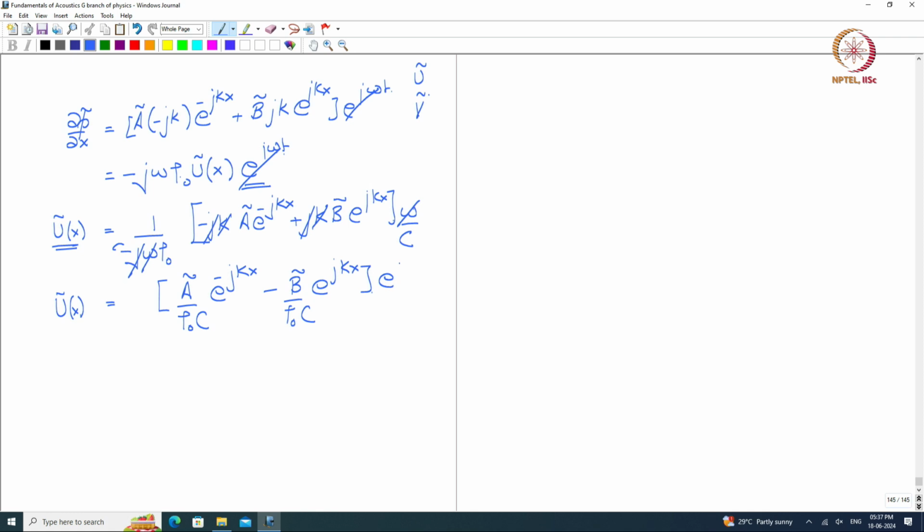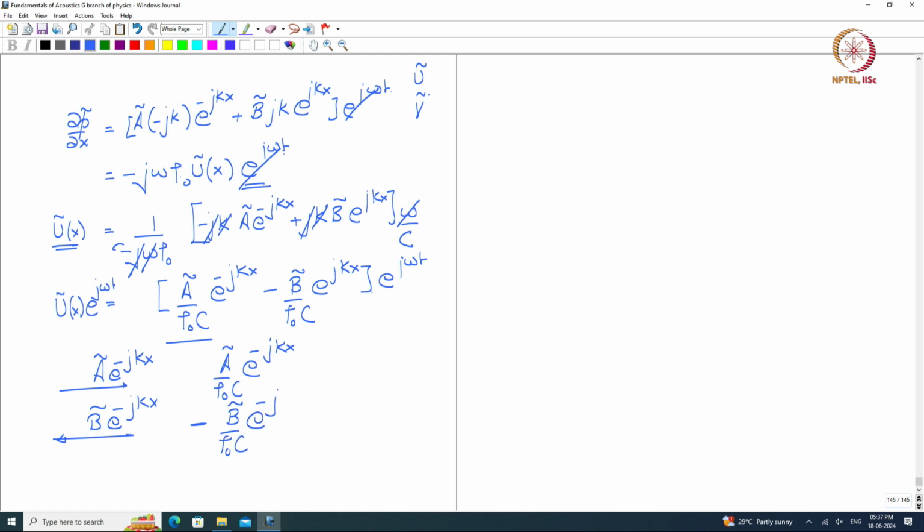If I bring in the temporal thing, this is the temporal behavior. So what I want to illustrate is that with a tilde e to the power of minus jkx, pressure going rightward, the particle velocity is a tilde by rho 0 c e to the power of minus jkx. With b tilde e to the power of jkx, pressure going leftward, the particle velocity is minus b tilde by rho 0 c. Okay. So this is for a plane wave, not elsewhere, plane.